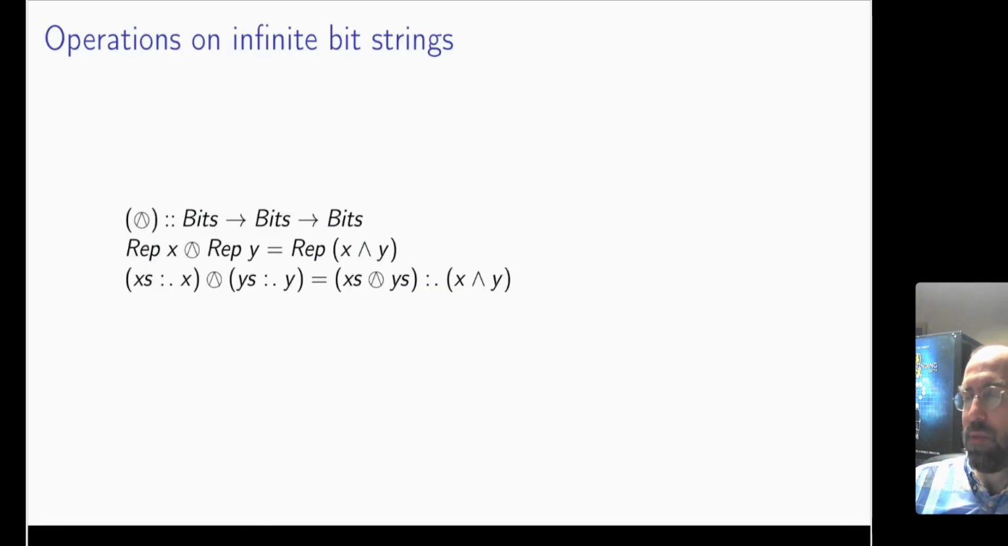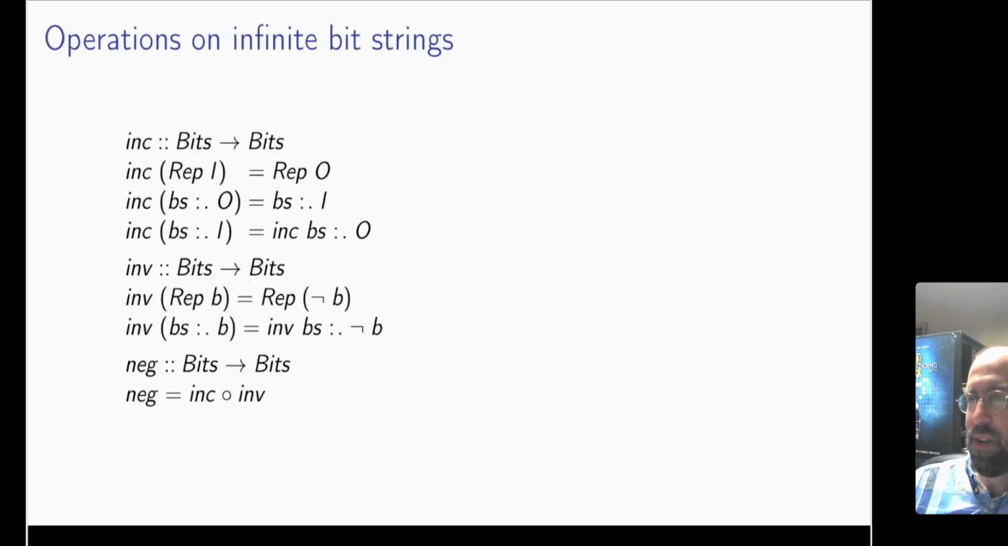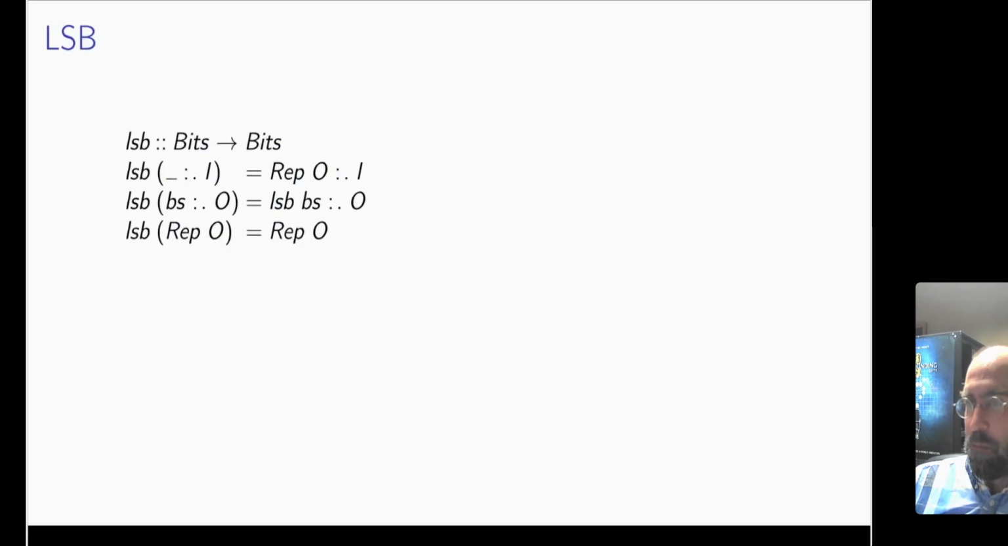And then we can encode some standard operations on bits, like and, increment, invert. Negation in 2's complement is just you invert all the bits and then you increment. If you have never seen that, you can work that out for yourself. It's cute how that works.